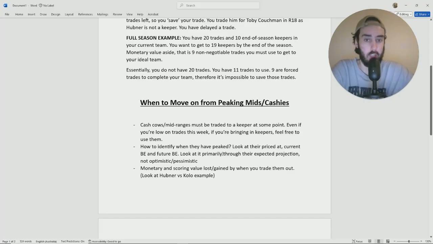Then also looking at it primarily through their expected projection, not through an optimistic or pessimistic view. So someone like a Hubner, he averages 38 for the year. Let's say he has a 30 break-even.